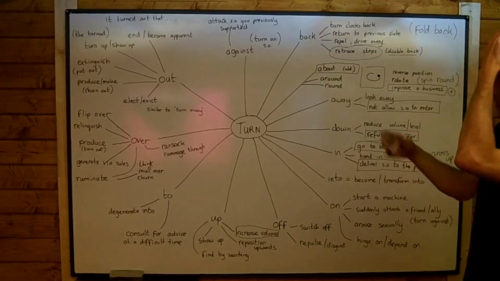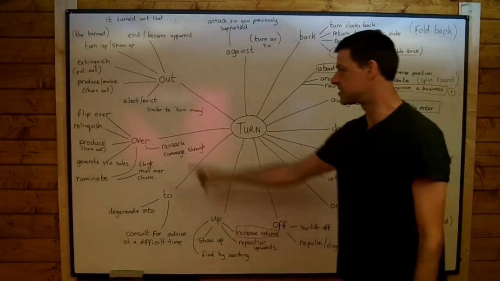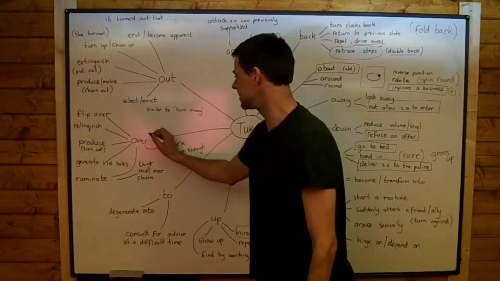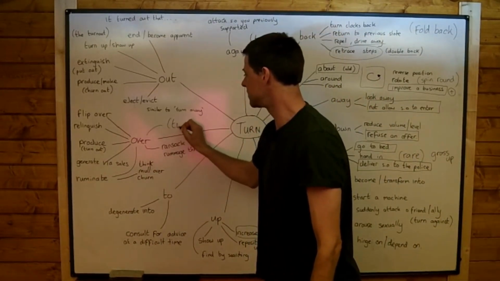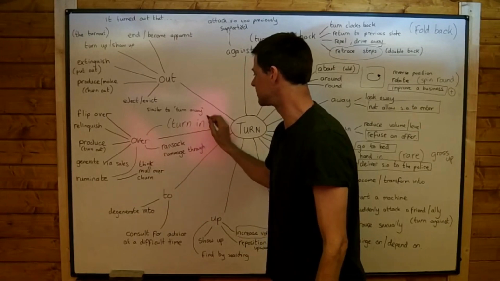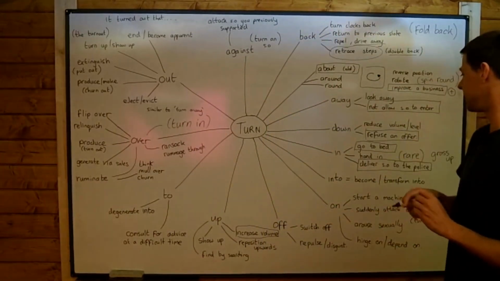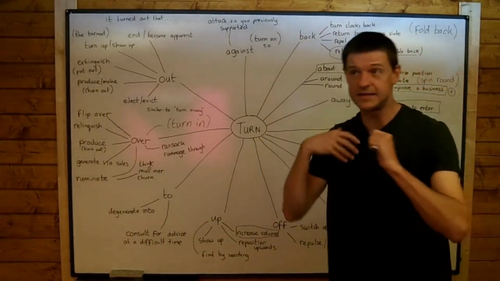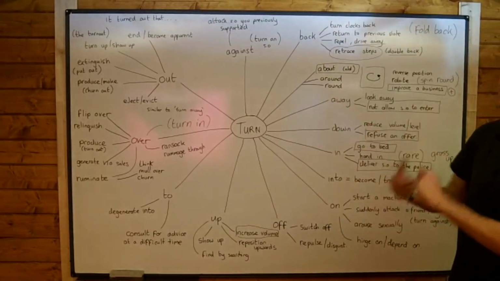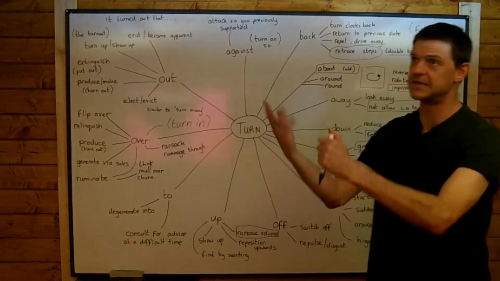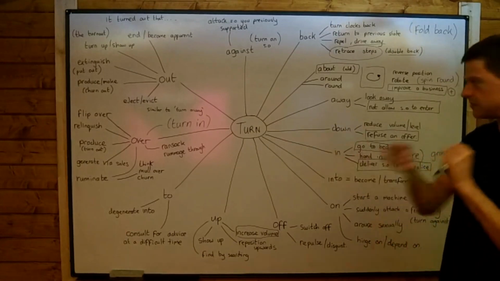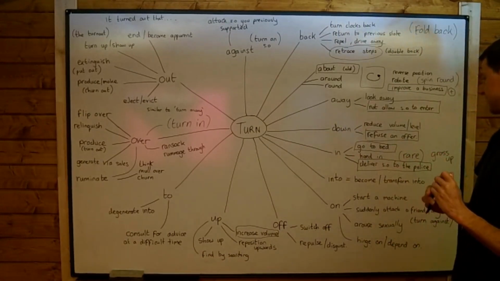You can also turn someone over to the police, turn someone over to the authorities. And so it can mean turn in as well over here. This is what makes turn so complex. Turn someone in, it can mean give them, grass them up, inform on them, and tell the authorities where they are so that the authorities can find them and arrest them.